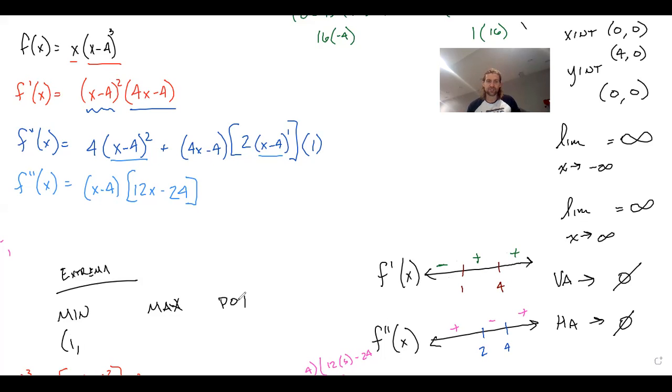Our points of inflection are our second derivative critical numbers that exist. And both of these do exist. So we have 2 points of inflection. One's at 2 and the other one's at 4.